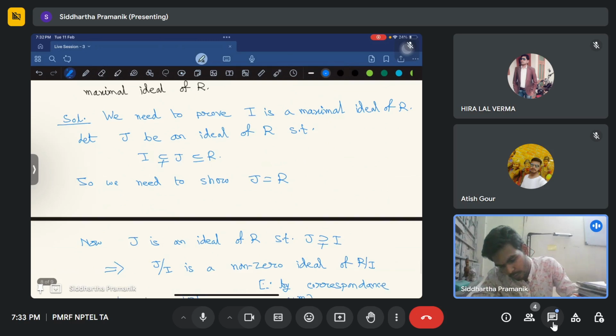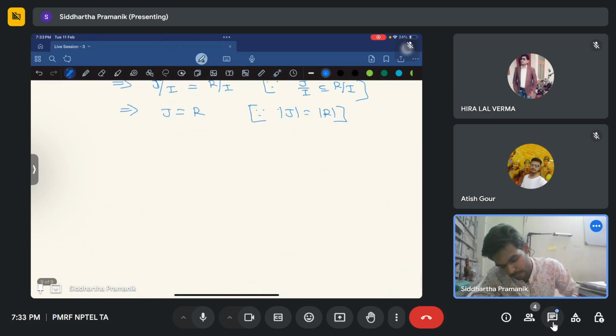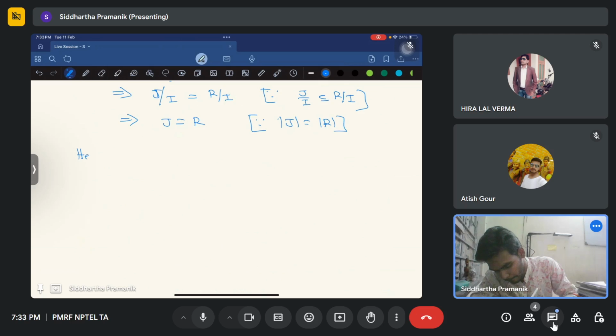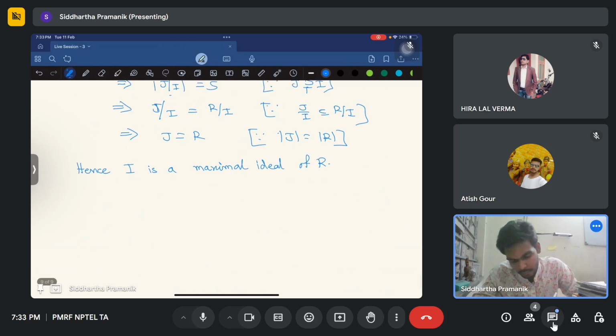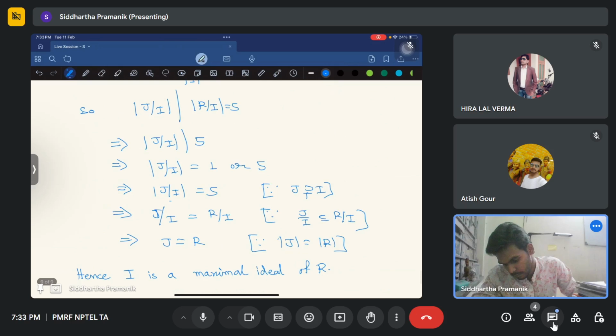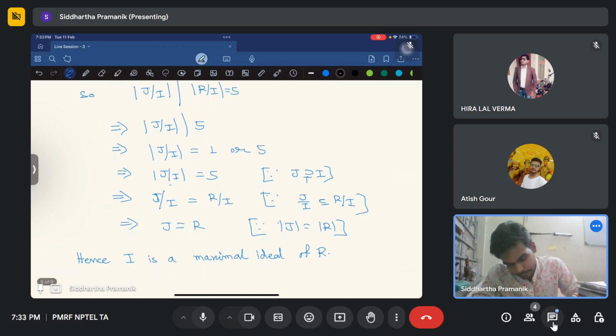So we started with an ideal J which properly contains I, and we have proved J equals R. So in between I and R there are no other ideals. So I is a maximal ideal. Hence I is a maximal ideal of R. Is it okay?